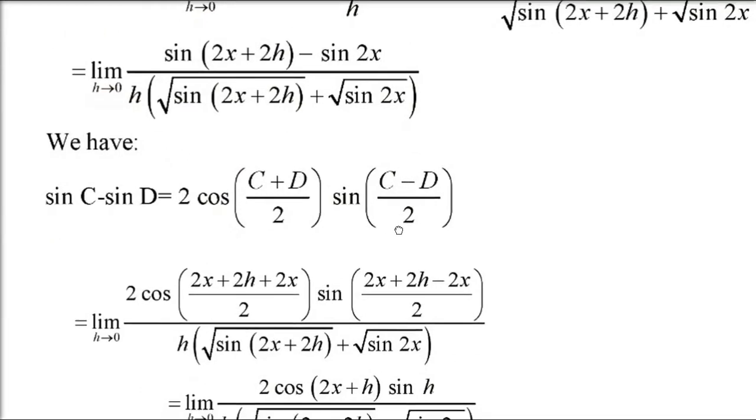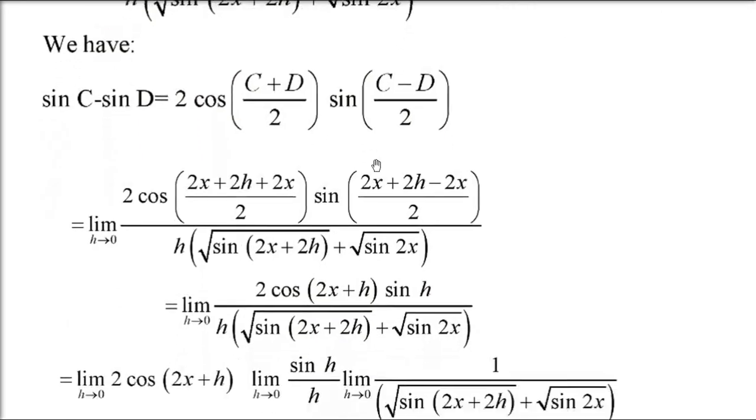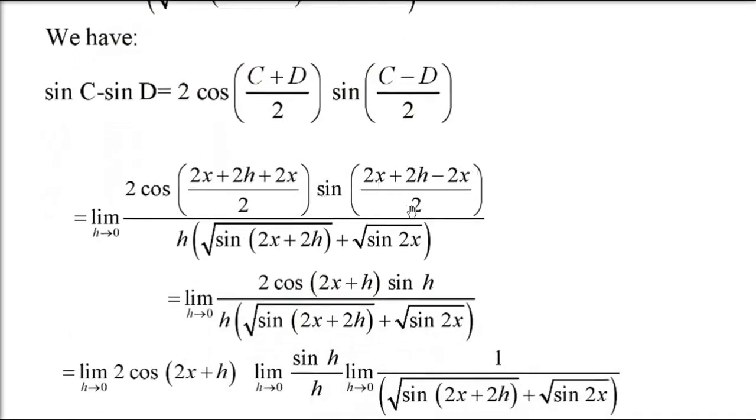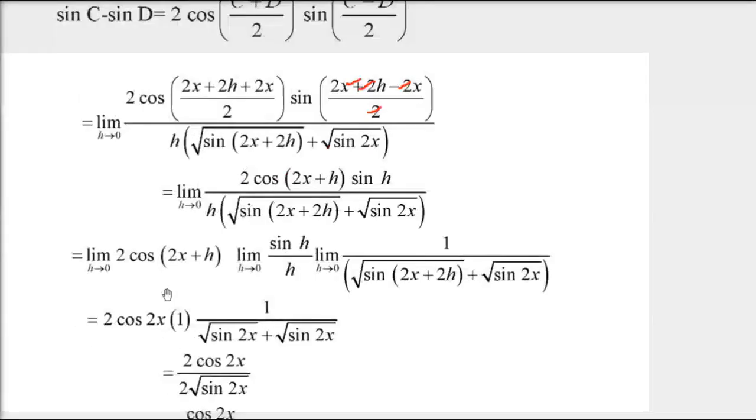This is 2 cos (c plus d)/2 sin (c minus d)/2. So 2 cos (c plus d)/2 sin (c minus d)/2. Here the 2x gets cancelled, 2h by 2, so only h will remain. So you have sin h here. And this you don't worry about because ultimately h will be 0. So sin 2x under root, so 2 under root sin 2x will come for this.